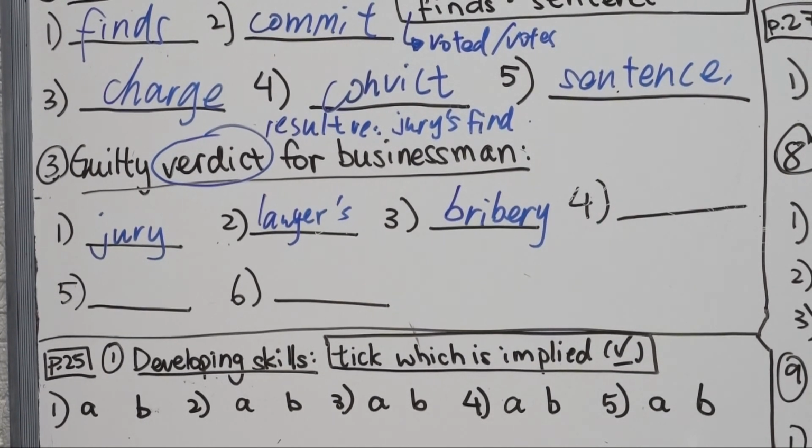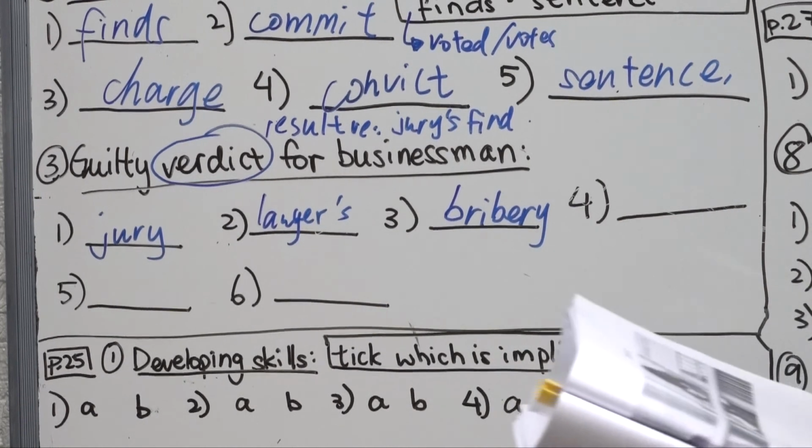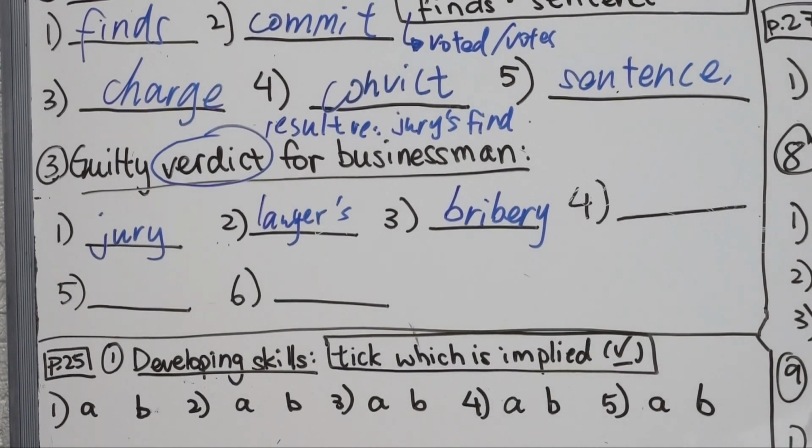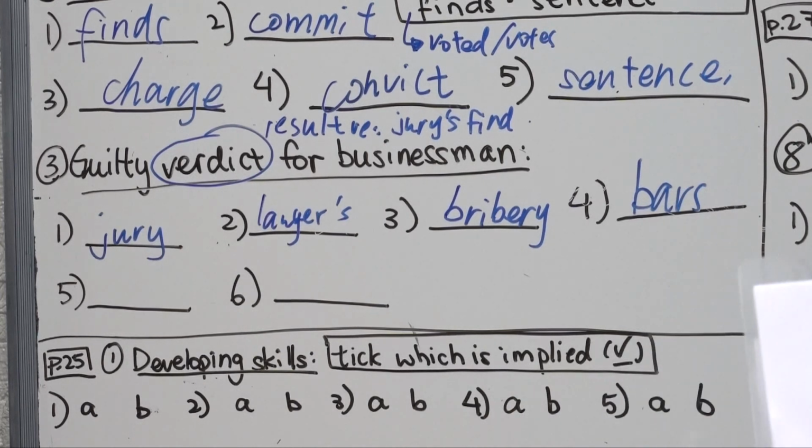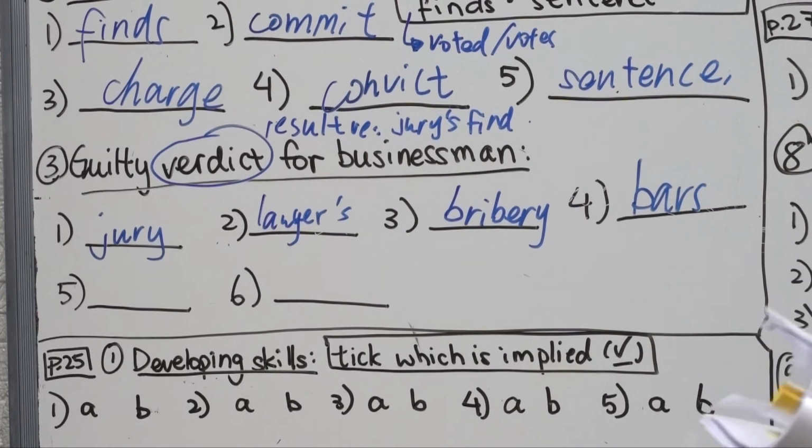Alright, let's continue onwards. Judge Margaret Reynolds ruled that the Canadian businessman should stay behind bars, should stay behind walls. Right? What does that mean? Behind. Try to imagine a prison. Where will the criminal stay? Behind bars, right? So it should be bars. Behind bars. Okay?